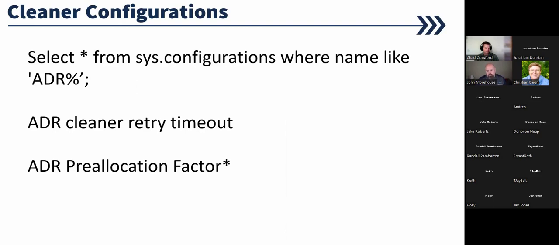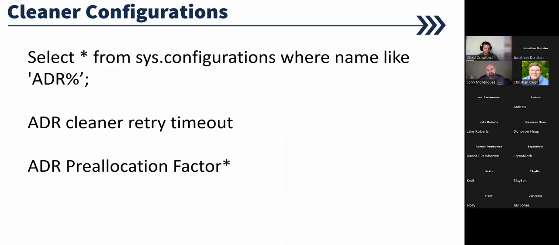Now, I can't remember why I put an asterisk by here. My notes say use this with caution. Like most things with SQL Server, just because you can change something, you probably shouldn't. I have yet to run into a scenario where I was thinking about changing either of those two settings. So I probably would not change the retry timeout or the pre-allocation factor unless Microsoft support told me to, or somebody smarter than I am said, hey, there's your problem. So I would not change those two, but it's always good to know that you've got some configuration options with ADR.